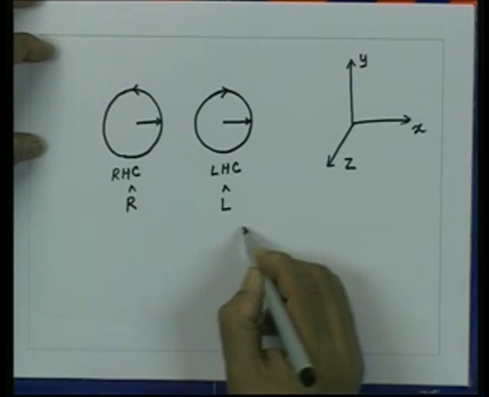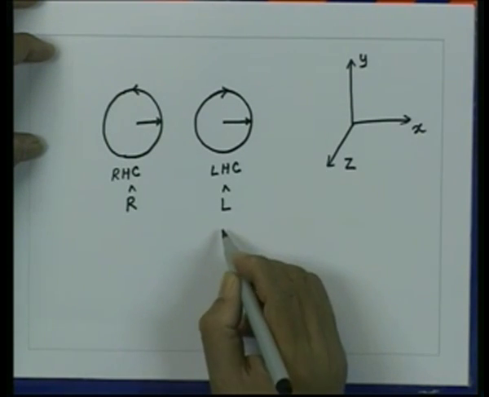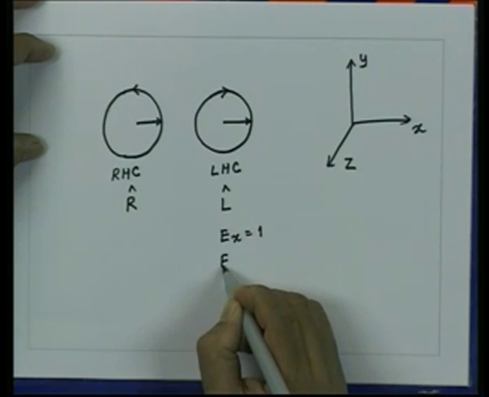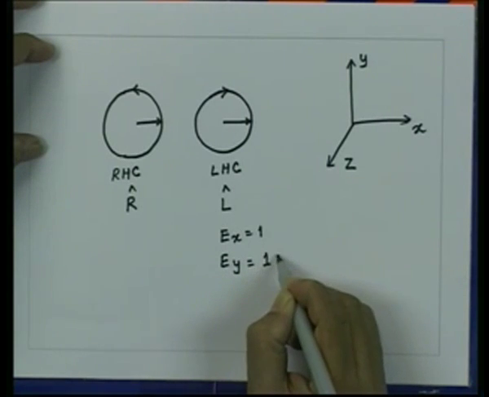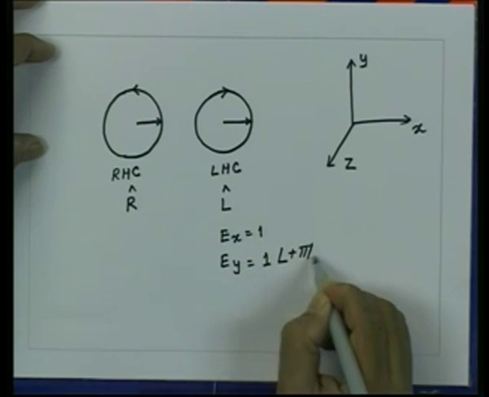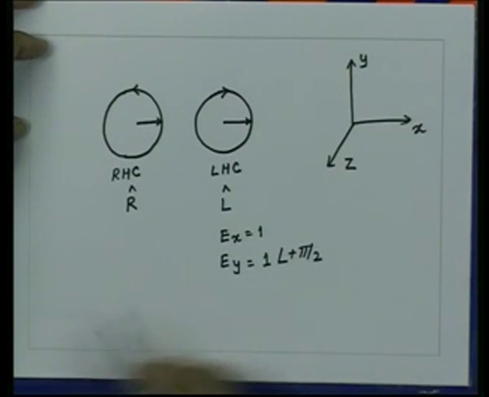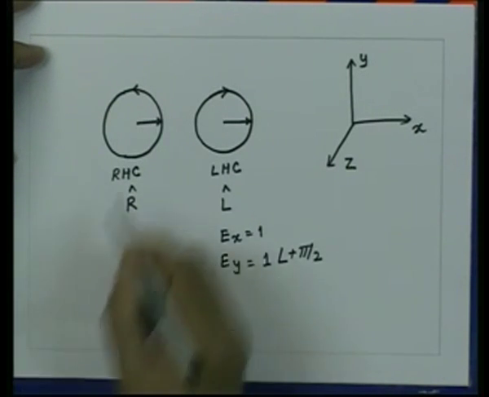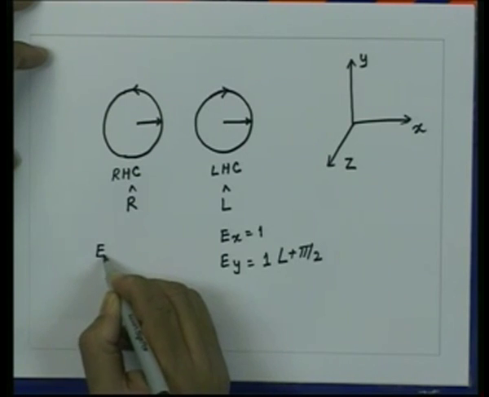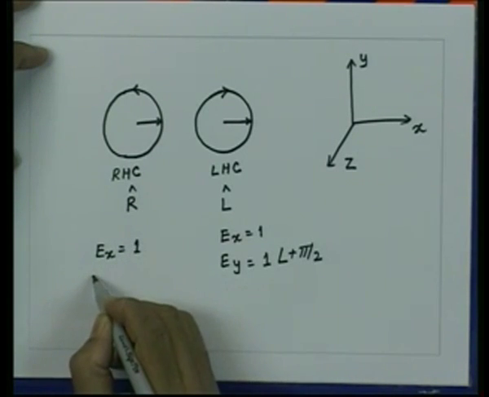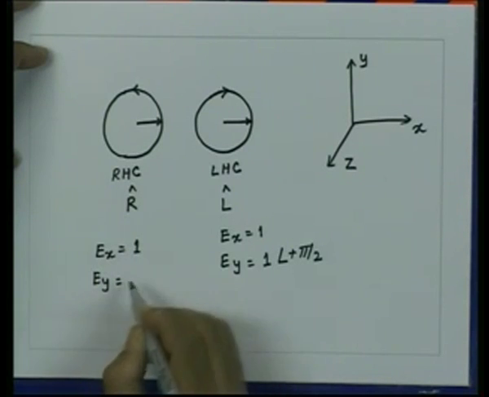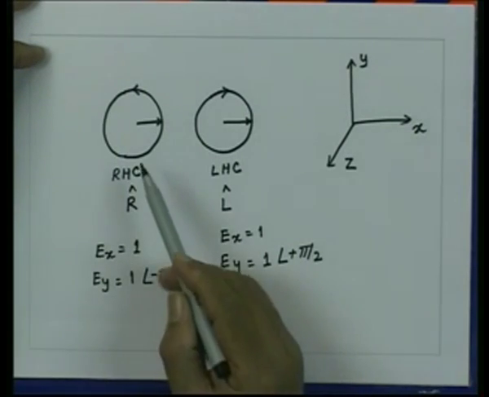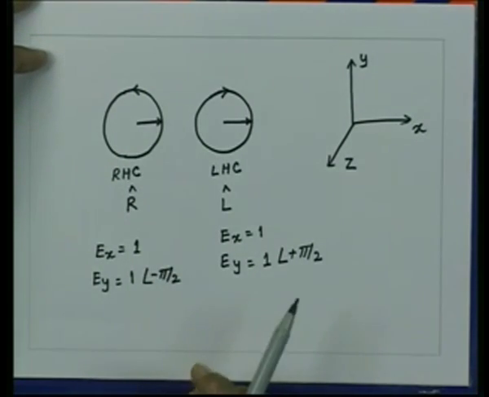So, in this case, if I consider E x equal to 1 and E y equal to 1 angle plus pi by 2, we will generate a left handed circularly polarized wave of unit amplitude. Similarly, for right handed, if we take E x equal to 1 and E y equal to 1 angle minus pi by 2, we generate a unit amplitude right handed circularly polarized wave.